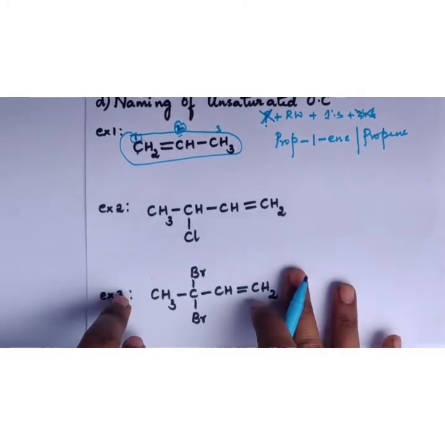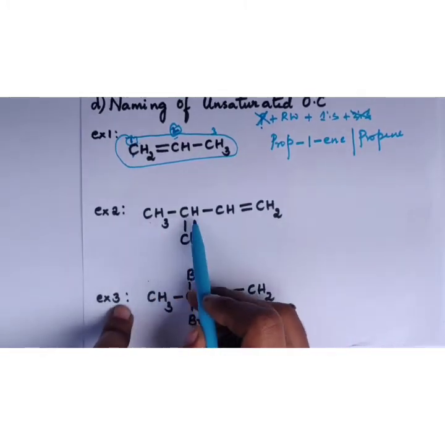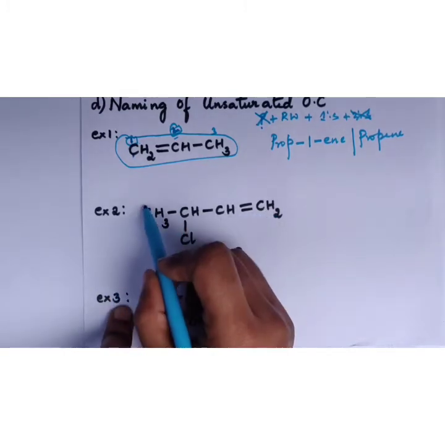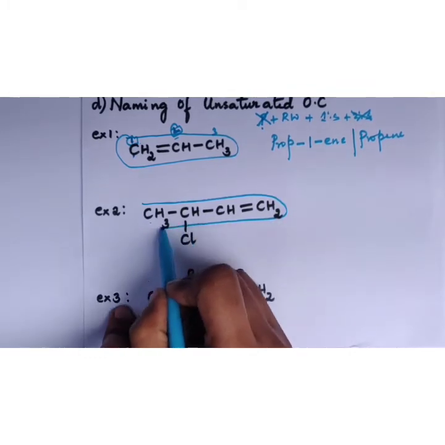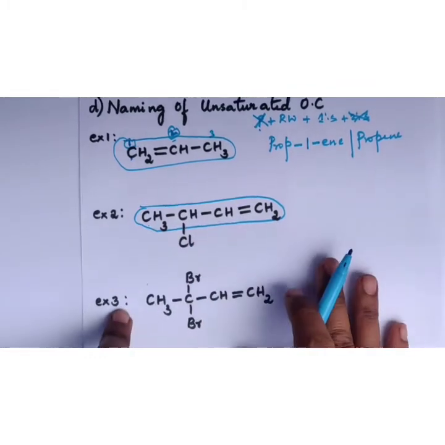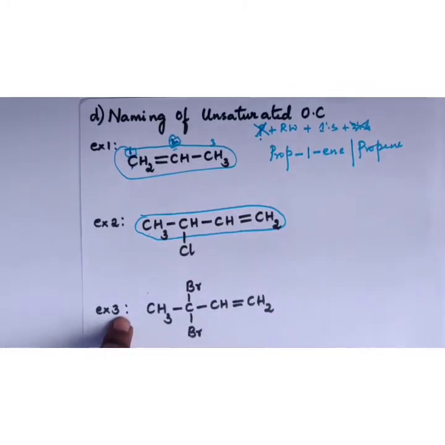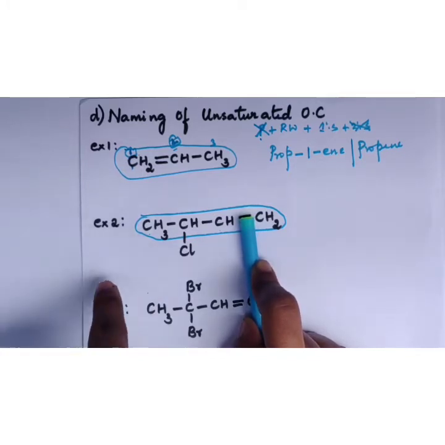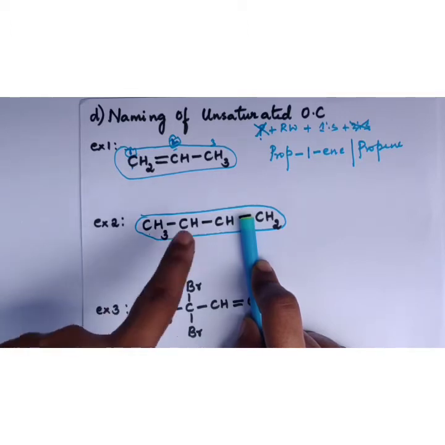The second one is CH3, CH with Cl attached, CH double bond CH2. Now select the parent chain. So selection is like this. You have to include the double bond also along with the parent chain. Now, if this double bond was not there, if it was a single bond, from which way you would have selected the parent chain. That means numbering you would have done.